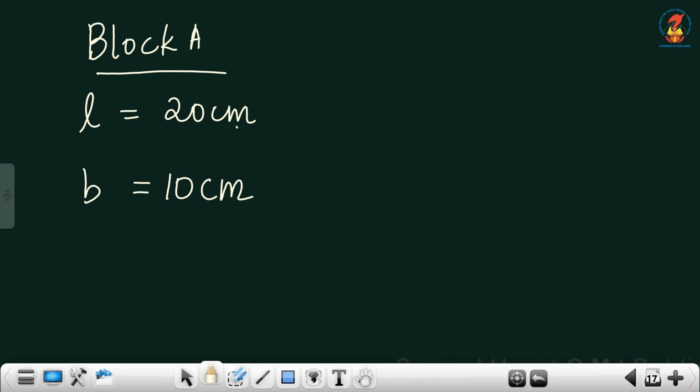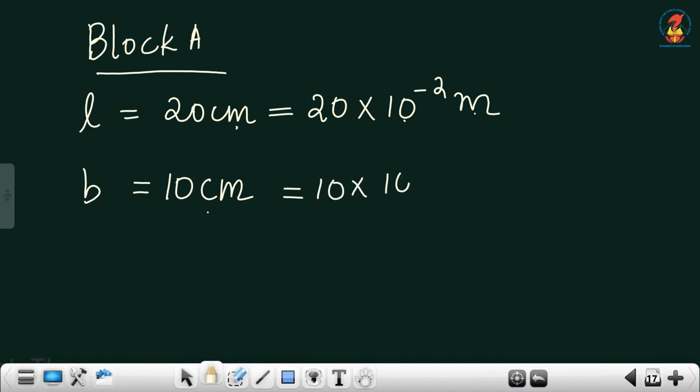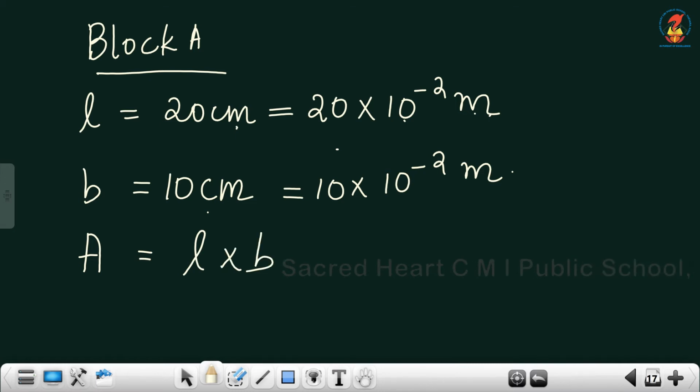And we know that the SI unit of length and breadth is meter. So, we need to convert centimeter into meters, that is 20 into 10 raised to minus 2 meters. To convert centimeter into meters, multiply with 10 raised to minus 2. Again, 10 centimeter, to convert into meters, again multiply with 10 raised to minus 2. So, length is 20 into 10 raised to minus 2 meters and breadth is 10 into 10 raised to minus 2 meters. Now, what is the area of contact? It is L into B.